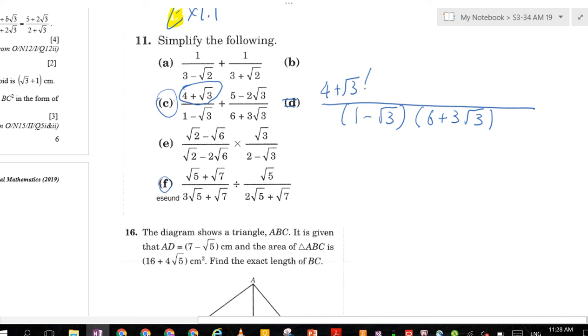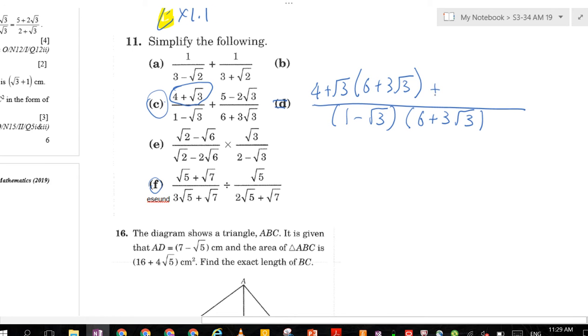Times what? 6 plus 3. Oh, good. Now you can see the mistake. The moment you forgot to put the bracket, that means you already know it's wrong. Up to sec 4, many of them still write like that. So you cannot write like that anymore.